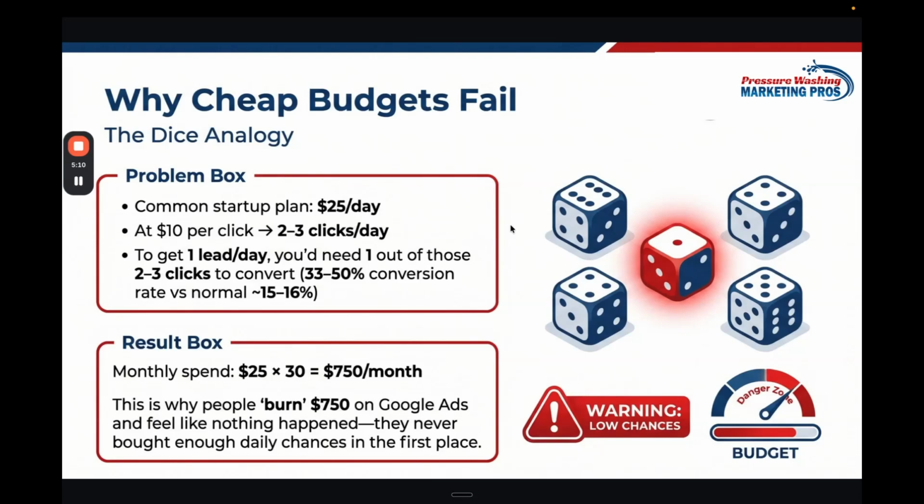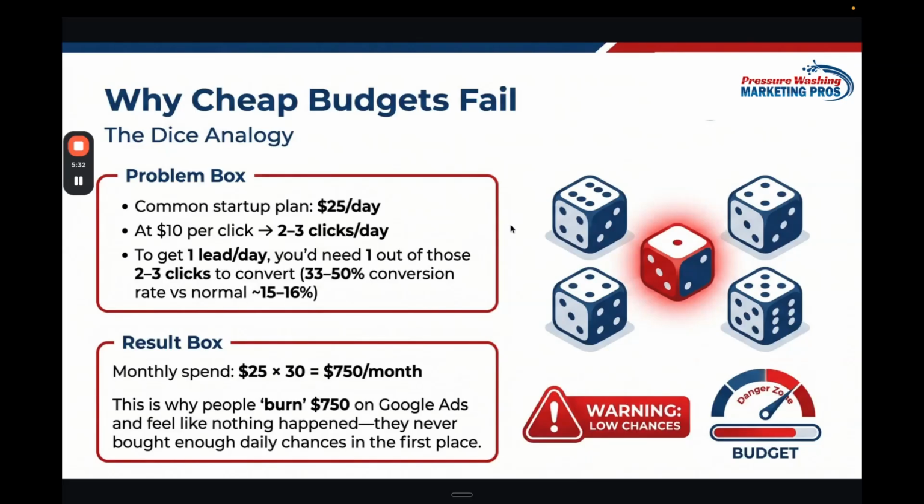And that means you're converting 33 to 50% of people that visit your landing page or your website. And let me tell you, across any industry, whether it's home services, food, or health, no business is going to convert 1 out of 3 to 50. I shouldn't say no business, because we do have some clients that convert 33% in their campaigns, but that is not the norm. That's going to be an anomaly.